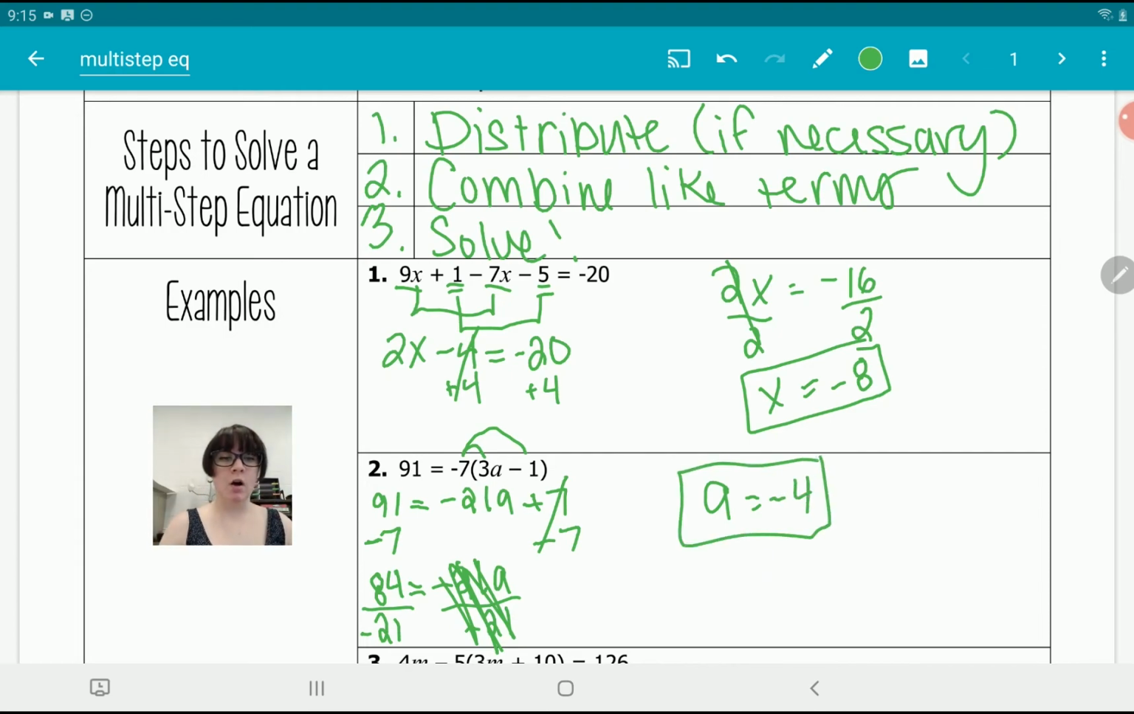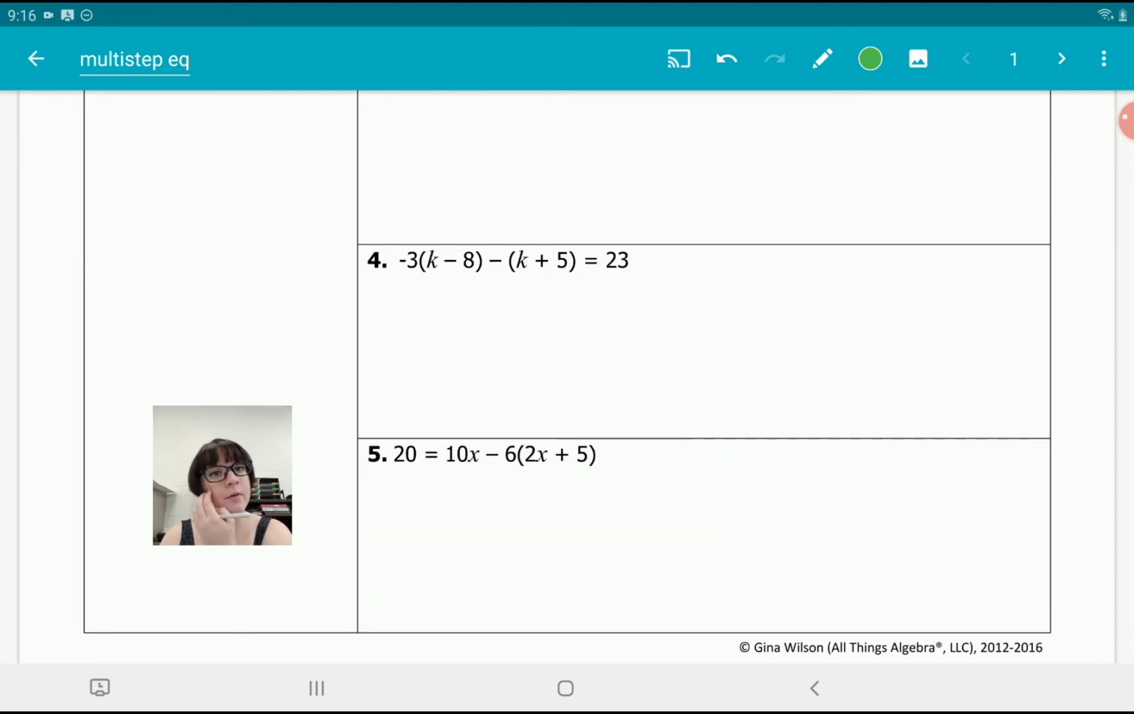Okay, so you're just solving. So you're going to start out by distributing anything you have in parentheses, combine the terms that you have similar if you need to, and then solve from there. Okay, so I'm going to go over number 4. I want you to try number 3 on your own.